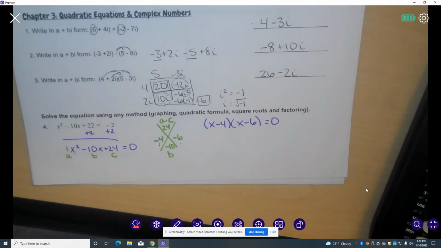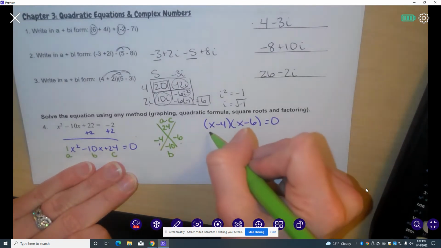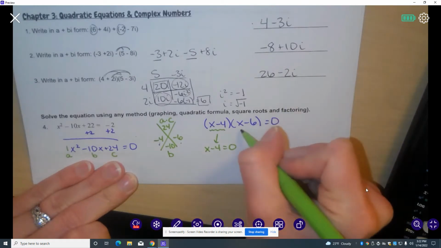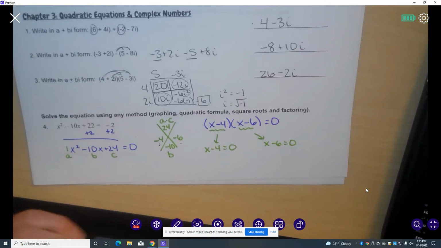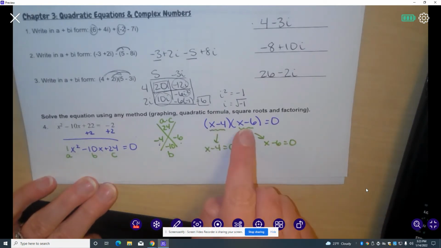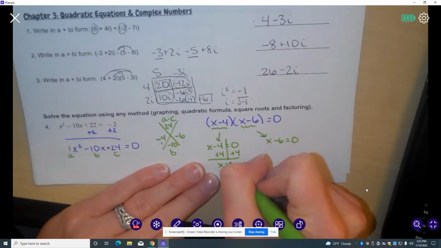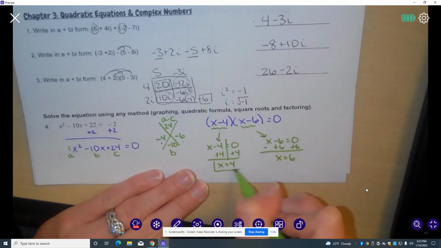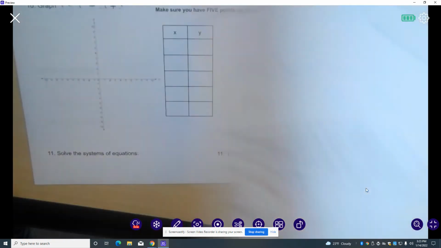And so now remember, to solve this quadratic equation, if these factors multiply to equal 0, that means either x minus 4 has to be equal to 0 or x minus 6 has to be equal to 0. Remember, we set up 2 mini equations with our factors, and you'd solve this for x. So you get x equals 4 and x equals 6 as your solutions to that equation.